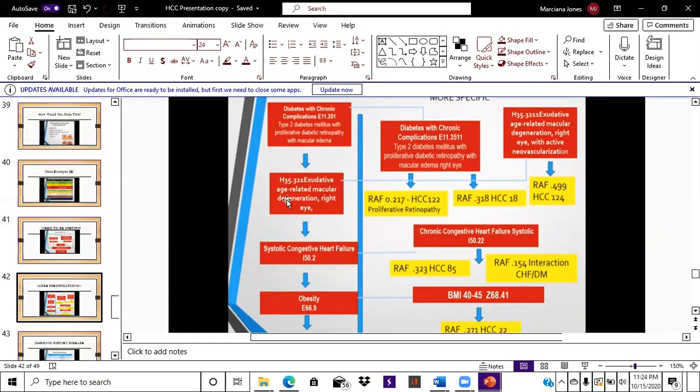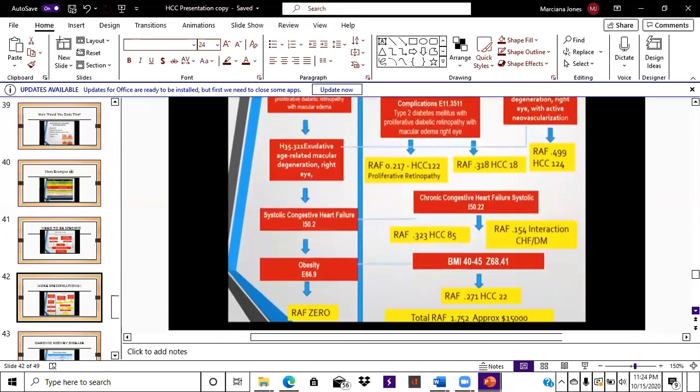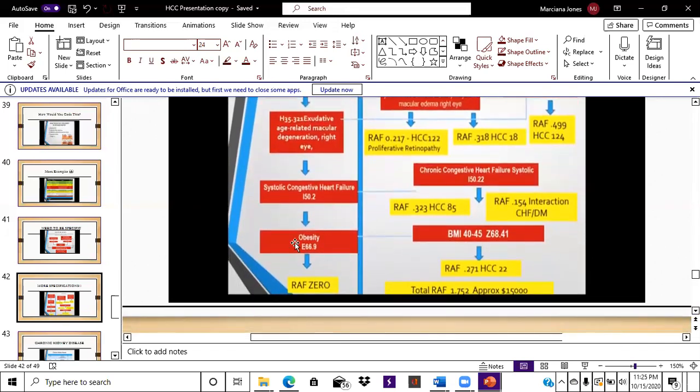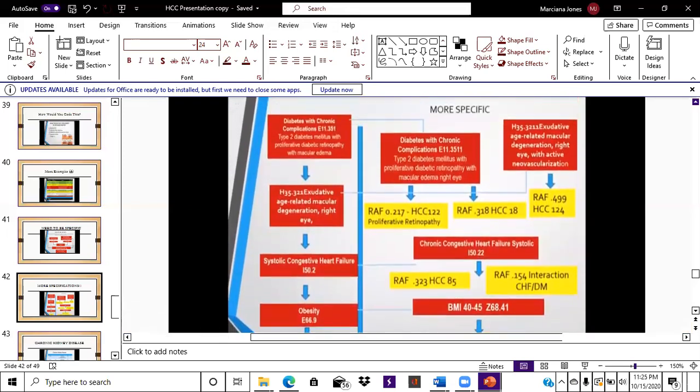Exudative age-related macular degeneration, right eye. Systolic congestive heart failure, obesity. All of that has a 0 RAF score. And let's take a look to the right.